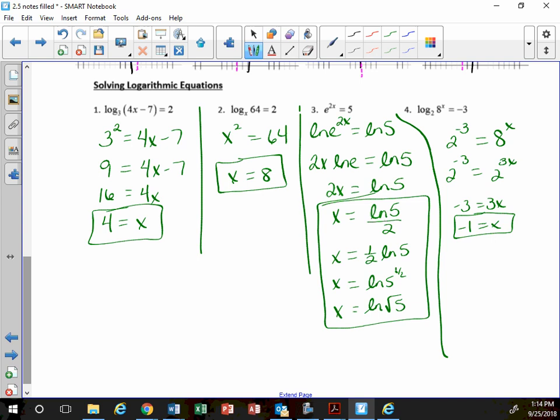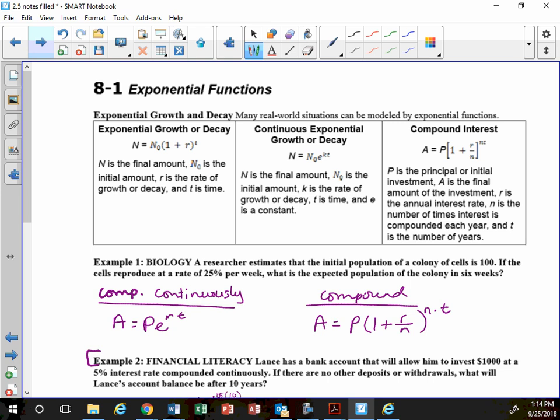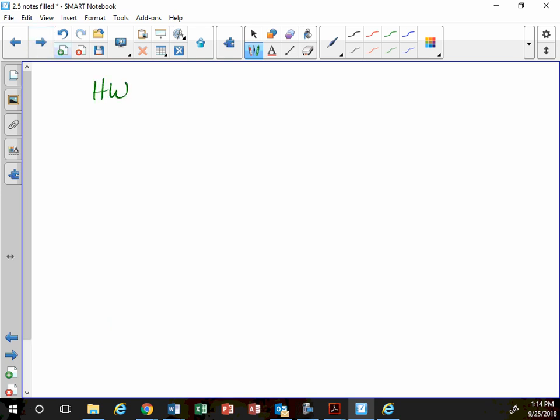So a lot of this unit is being able to recognize when to do what, because there's all these different approaches to take when solving, and you just have to recognize when you need which approach. Okay? All right, we are not getting to this growth and decay part. That's fine. So let's look at your homework.